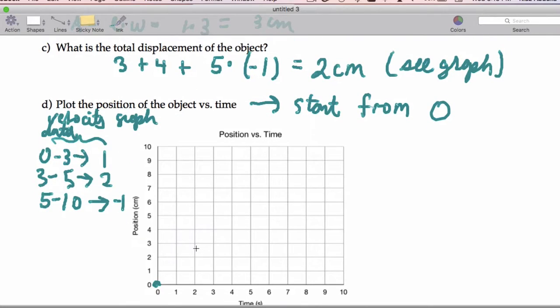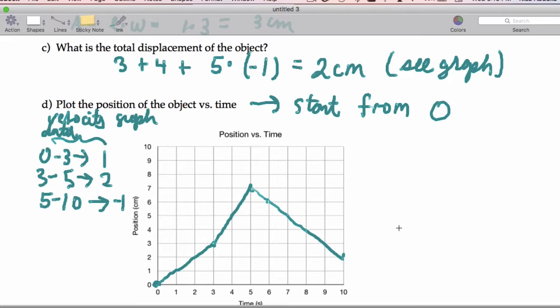So for 3 seconds, I'm going to have a slope of 1, so over 1, up 1, over 1, up 1, over 1, up 1, like that. Then I have from 3 to 5 seconds, a slope of 2, so over 1, up 2, over 1, up 2. And then for 5 seconds to 10 seconds, I have a slope of -1, so over 1, down 1, repeating for each second. And I connect the line at the end like that.